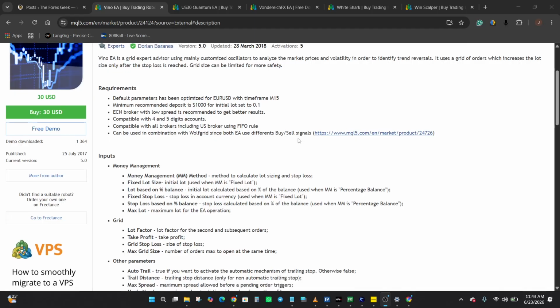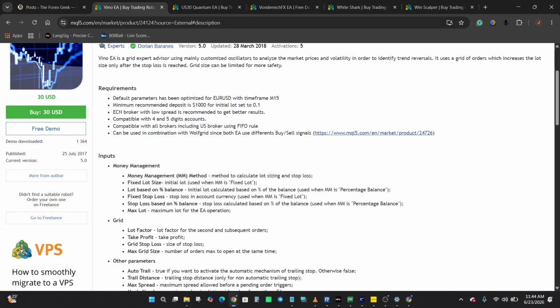Moving further down the page, we can see some of the recommended usage information. The default parameters were optimized for Euro USD on the M15 time frame. So that is the primary setup referenced by the developer. There is also a recommendation for a minimum deposit of $1,000 when using an initial lot size of 0.1. An ECN broker with low spreads is recommended, and the EA is described as being compatible with both 4-digit and 5-digit accounts. The developer also states that it works with all brokers, including US brokers that follow FIFO rules.